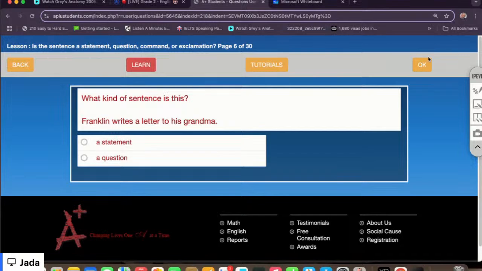Franklin writes a letter to his grandma. So let me know in the comment section, is it a statement or question? Franklin writes a letter to his grandma. So what do you think, everybody? Is this a statement or question?